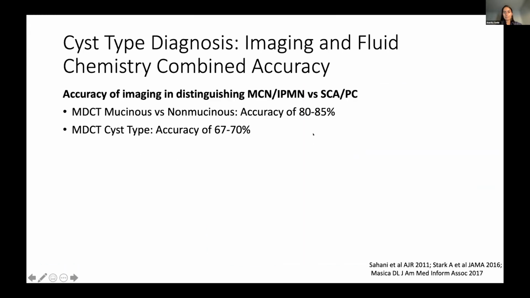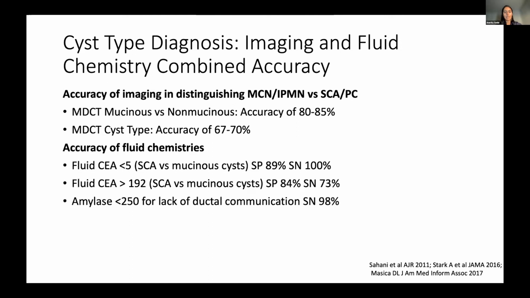Our cyst diagnosis has typically been based on imaging and fluid analysis, with very good sensitivities and accuracies in terms of imaging with MDCT in determining mucinous versus non-mucinous lesions. There's an accuracy of 80 to 85%, as well as for cyst type in general, MCN versus IPMN. And in terms of accuracy of fluid chemistries, our typical chemistry is CEA. As we know, CEA of less than 5 is very sensitive for serous cystadenoma, while a CEA greater than 192 is more sensitive and suggests a mucinous lesion. Amylase less than 250 is very highly suggestive for a mucinous lesion, as well as suggesting lack of ductal communication.